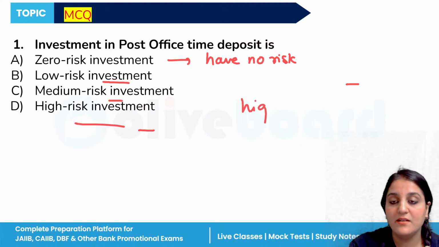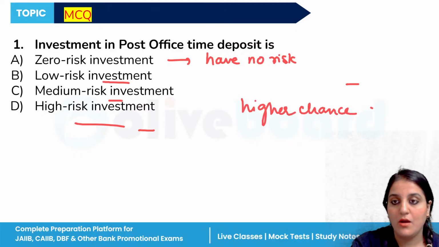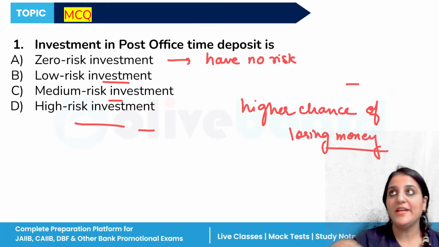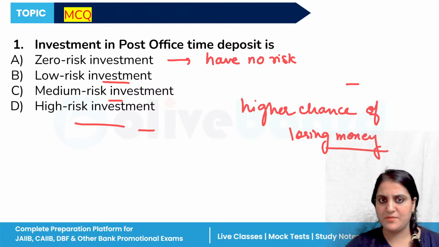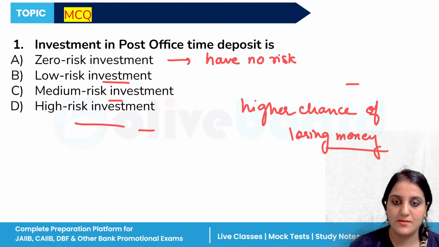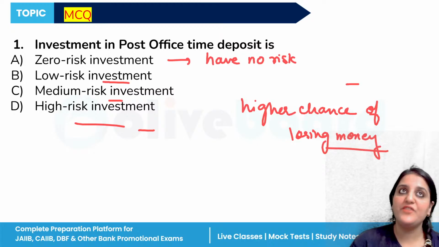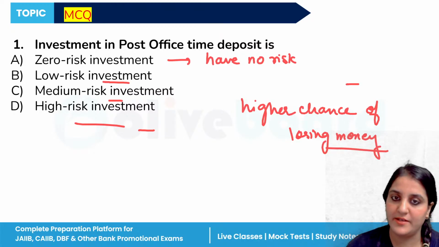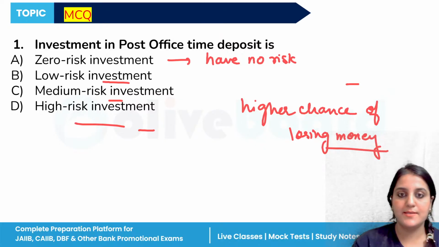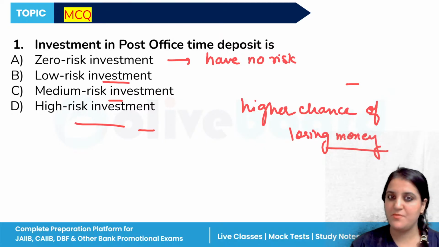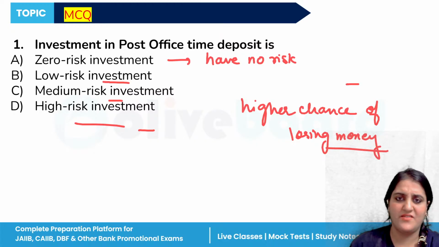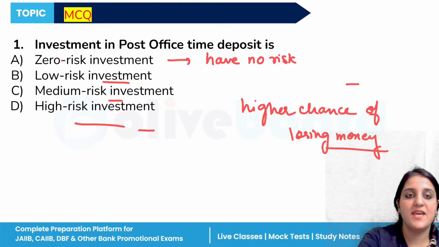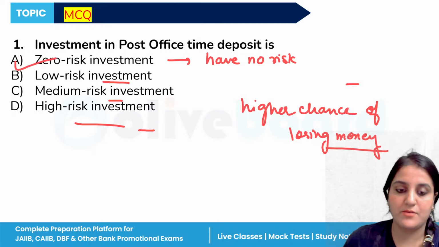In this higher chance of losing money, if we compare other types of investments, there is a higher chance, and if there is a higher chance of losing money, there will be higher potential for the returns. So the correct answer, if we talk about the investment in post office, is zero risk investment. If you are investing in post office, there is no risk, so we can say this is a zero risk investment.